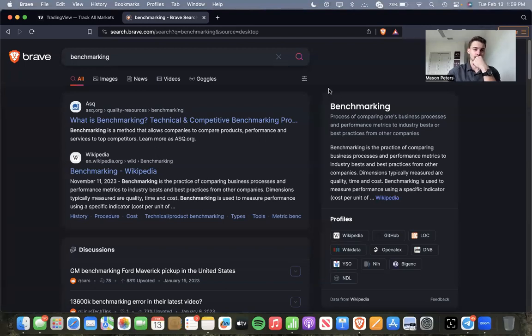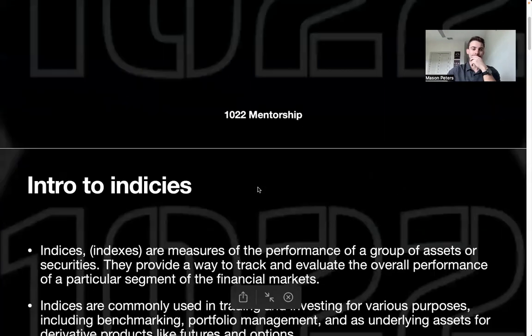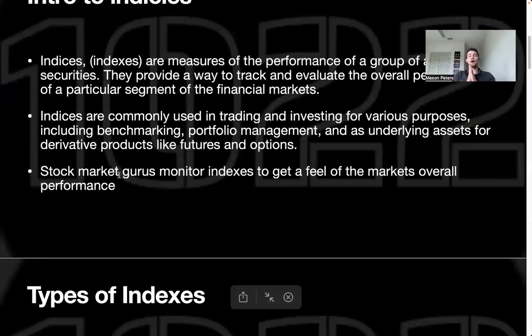Interesting. Actually, I put that in there, and I'm going to be honest, I never even knew what benchmarking meant. That's a new one for me. Let's keep going. Stock market gurus monitor indexes to get a feel of the market's overall performance. So benchmarking is just a type of monitor or indicator to help identify the purposes in indices trading. The overall performance is what we're looking at when we look at indices.